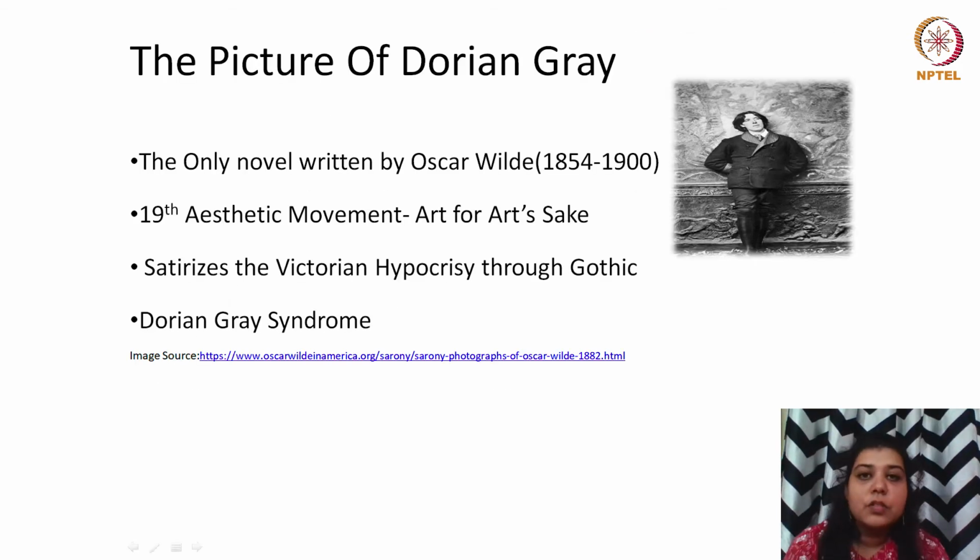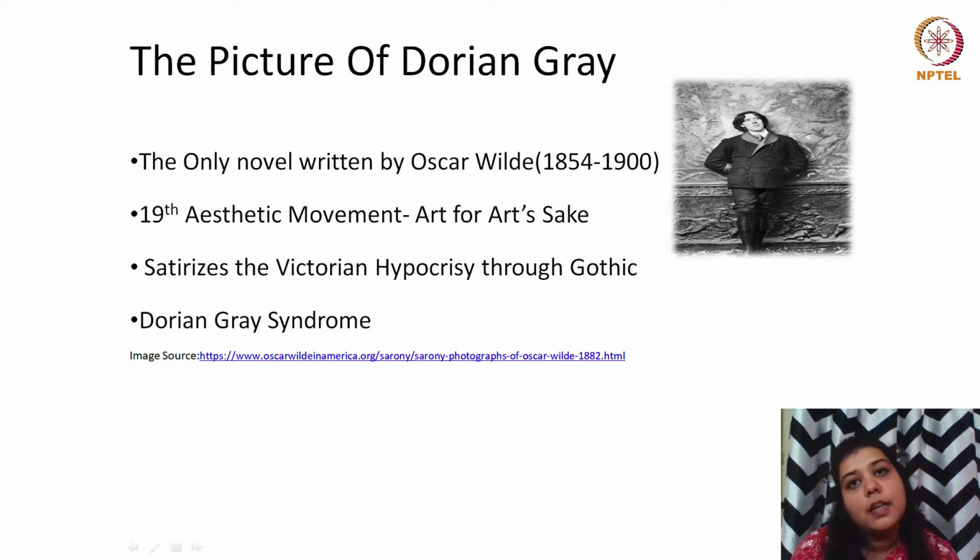Now let's move on to the novel The Picture of Dorian Gray. The Picture of Dorian Gray was the only novel written by Oscar Wilde. Oscar Wilde, who is popularly known for his short stories and plays, is one of the chief proponents of the 19th century aesthetic movement, art for art's sake.